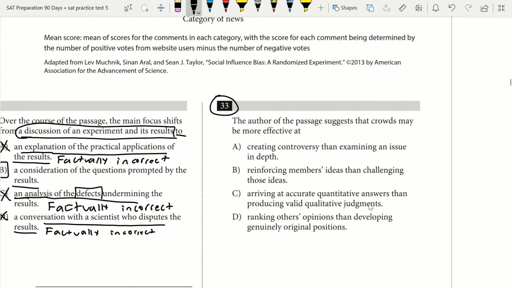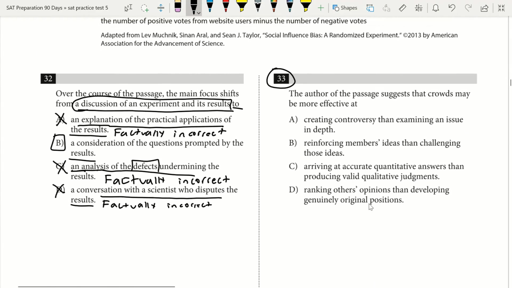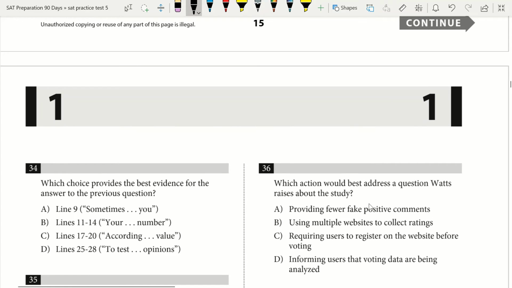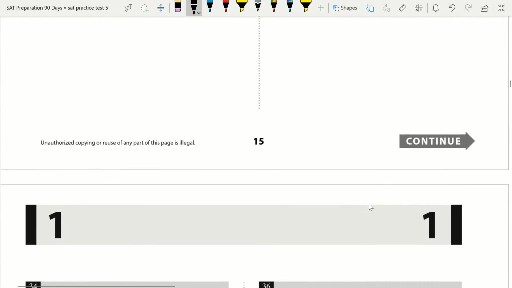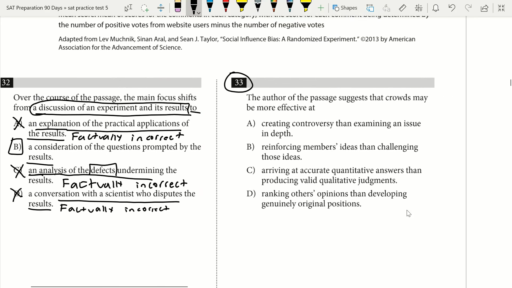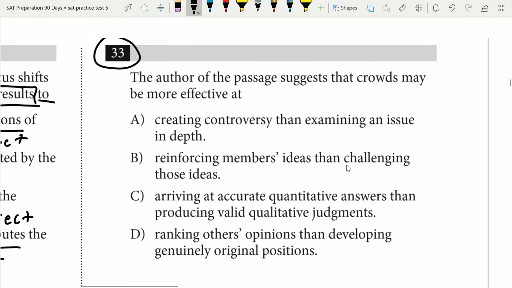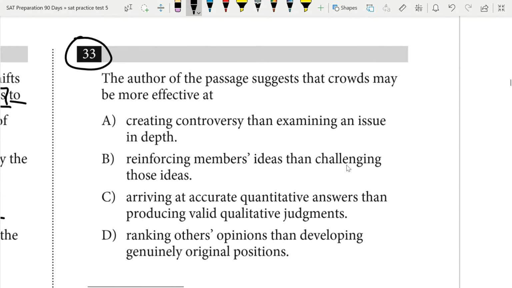So this is going to be from SAT Practice Test 5. We see question 33, we have to answer that one, and then question 34, we're told which choice provides the best evidence for the answer to the previous question. So let's go ahead and take a look at 33. I'm not going to read the whole passage because that would waste our time here, so I'll just give you a summary of it as I go through question 33, as well as the tips that you need to know to answer these types of questions on the SAT reading section. So, the author of the passage suggests that crowds may be more effective at what?